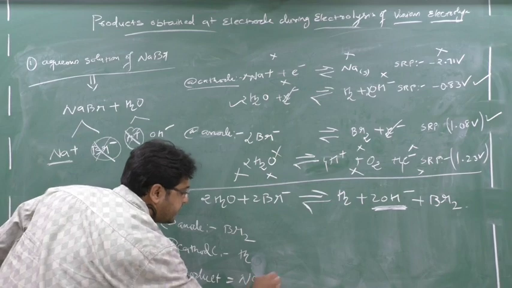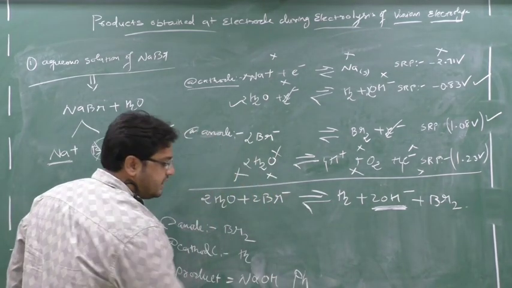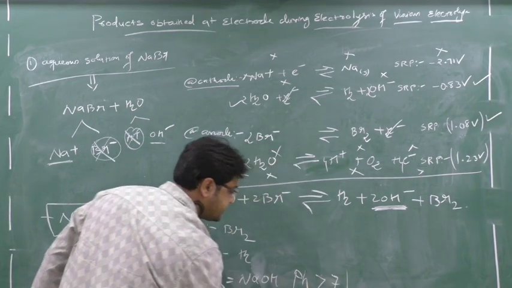If I obtain the byproduct as NaOH, will their pH be less than 7 or greater than 7? It will be greater than 7 because it is a basic substance.